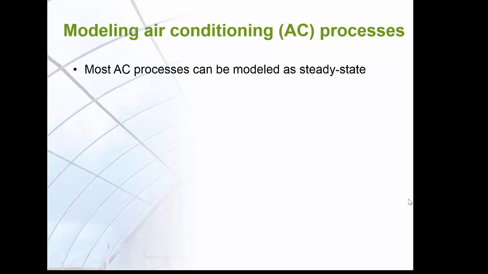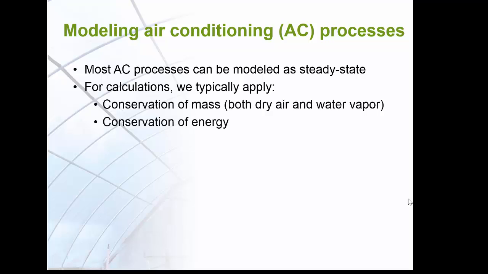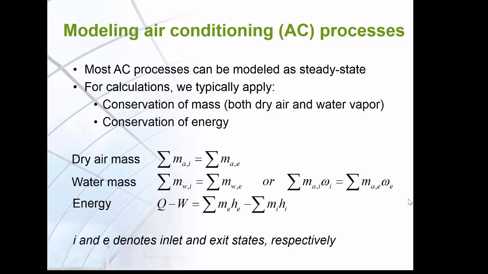In modeling of air conditioning processes, we can use the modeling at steady state. For calculations, we typically apply conservation of mass, both for dry air and water vapor, as well as the conservation of energy principle for the air conditioning processes. And conservation of mass, for example, for dry air or water, can be represented by these equations, as you can see here, assuming that we have a control volume system where we receive some incoming air and some of the air leaves from that control volume system.